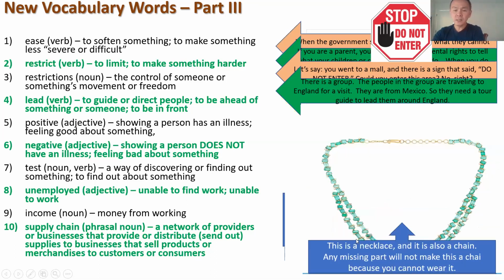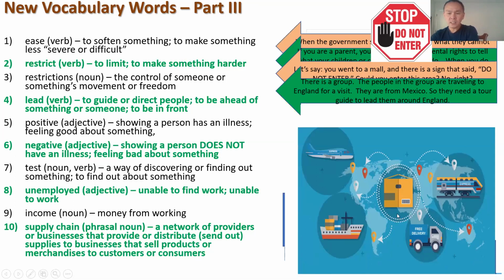So as you can see here, this is a necklace, it's also called a chain. Any part that is missing cannot connect the chain together and you cannot wear it. It will not have any value. Okay, you see here, let's say you're trying to make a notebook. To make a notebook, you need different parts. After you finish making the notebook, you need to deliver it to different consumers, to different distributors. This is called the supply chain.